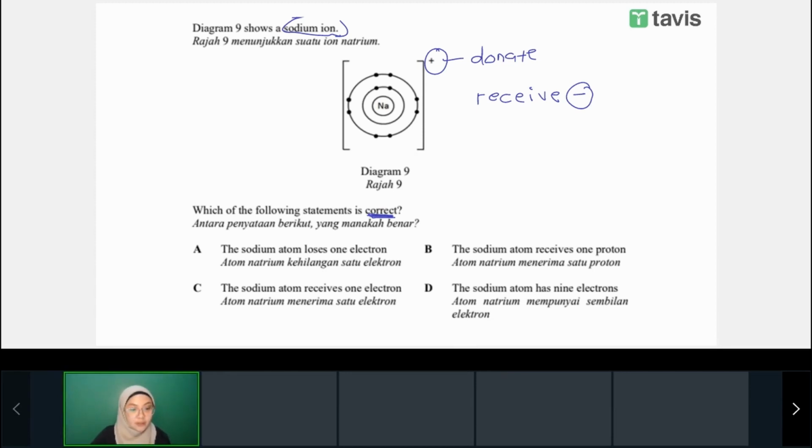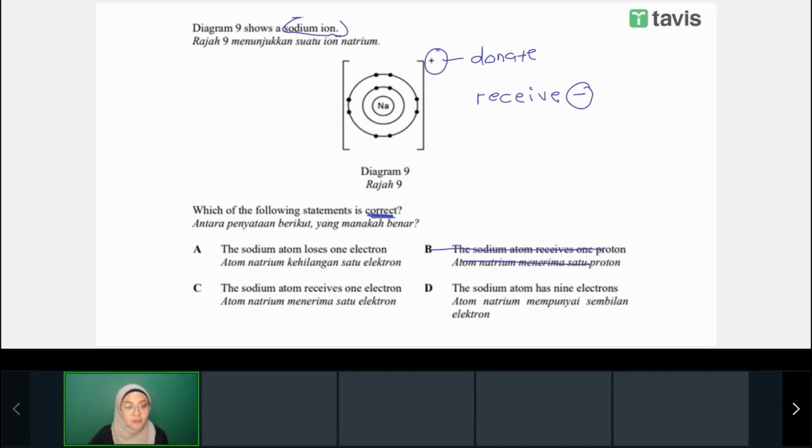The sodium atom loses one electron. Donate electron, does it mean loses electron? Okay, let's see another choice of answer. The sodium atom receives one proton. If you receive one proton, that means you're going to get the negative charge. So B is incorrect. Remove it.